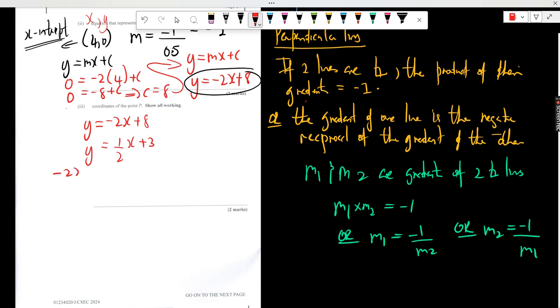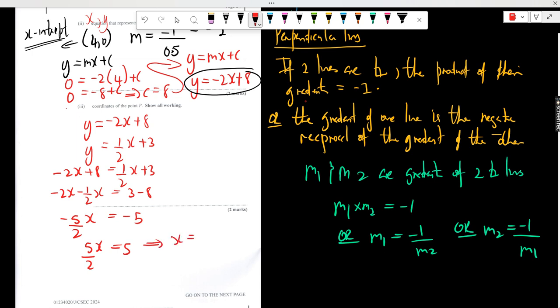So we can say that minus 2x plus 8 is equal to a half x plus 3. We bring all the x terms to one side. So we can say minus 2x minus a half x, and we bring the constant to the other side, equals 3 minus 8. So minus 2x minus a half x, that's basically minus 2.5x, or minus 5 over 2 times x, which gives us minus 5. So therefore we have 5x over 2 is equal to 5, which therefore means that x is equal to 2 times 5 over 5.